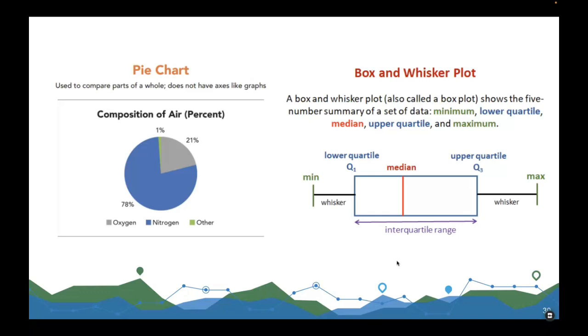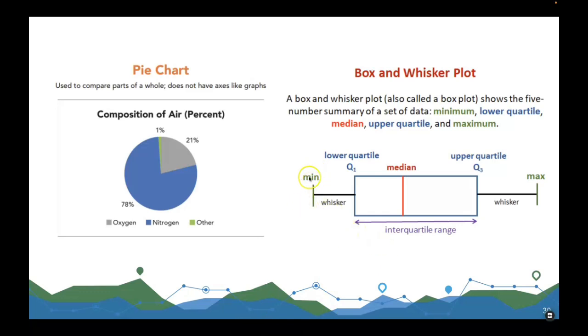All right, so let's get into pie charts. Pie charts are used to represent parts of a whole, and box and whiskers graphs or plots, you can also call them box plots, display the 5 number summary of any data set. What I mean by that is you're always going to have your minimum, your lower quartile, which is represented by Q1, your median, your upper quartile, represented by Q3, and your max value.